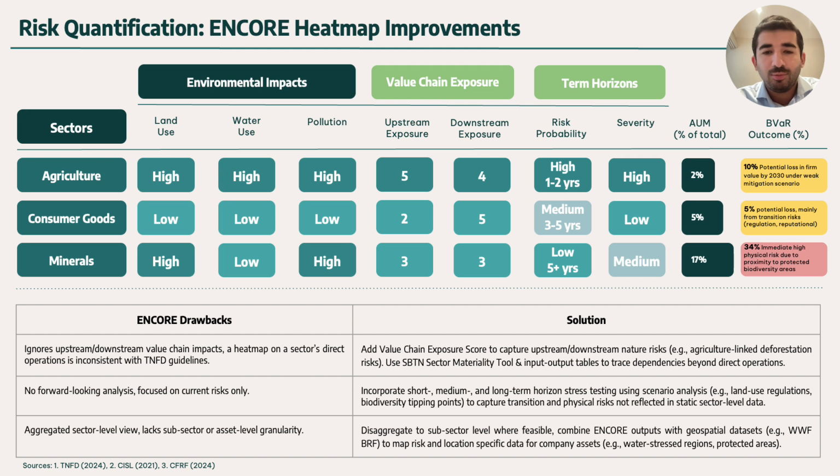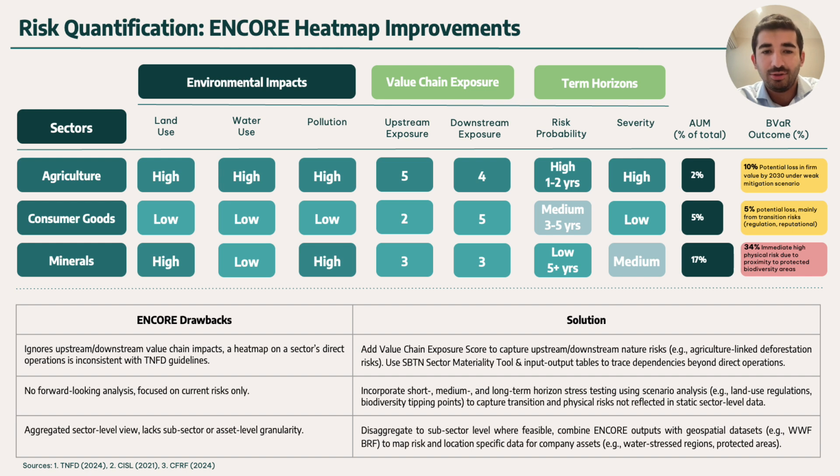This slide shows how we've improved risk quantification by enhancing ENCORE's heat map approach. A key limitation of ENCORE is that it only reflects direct sector-level dependencies, ignoring upstream and downstream impacts. For example, the F&B sector may appear low risk, even though it relies heavily on upstream agriculture, where deforestation or land degradation poses real threats. It also lacks a forward-looking analysis, capturing only current risks.